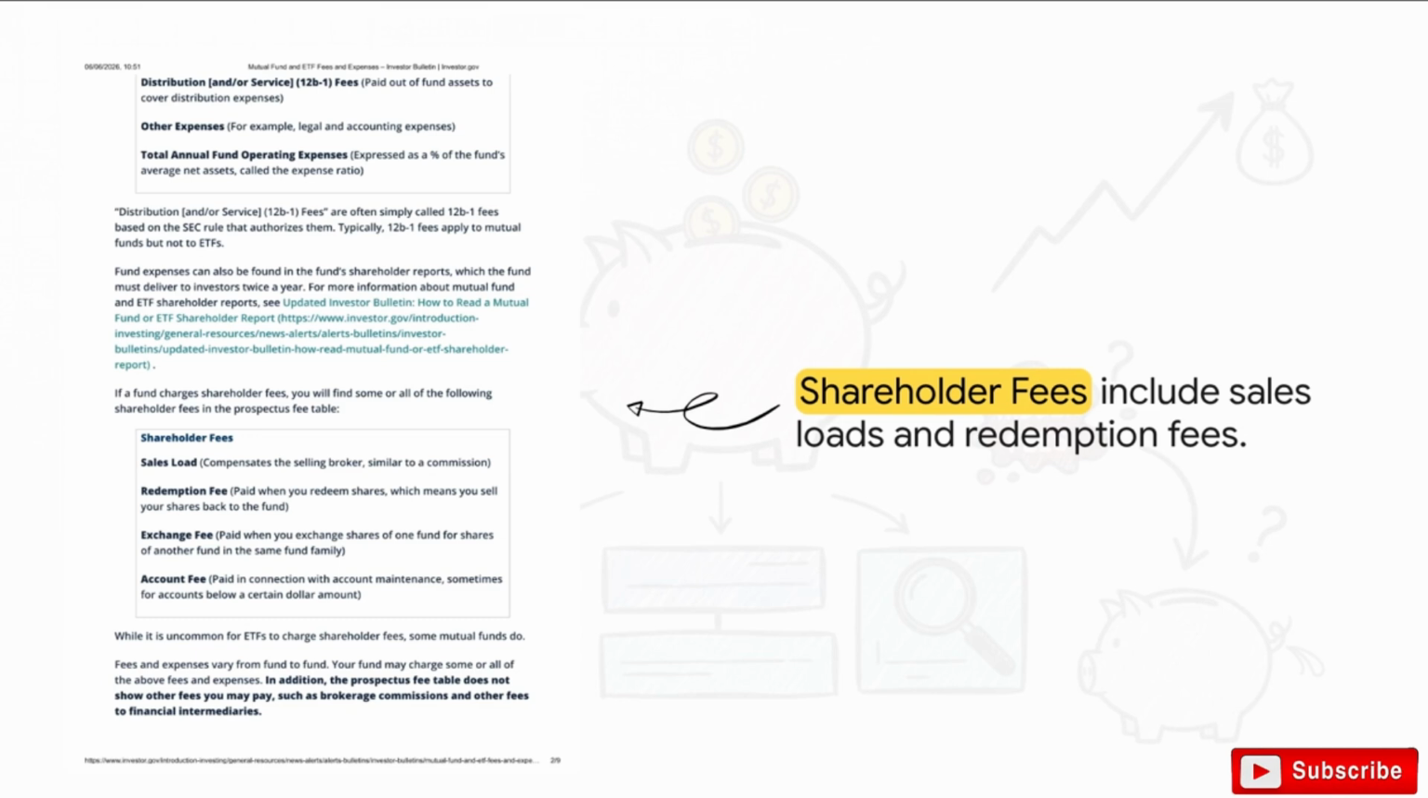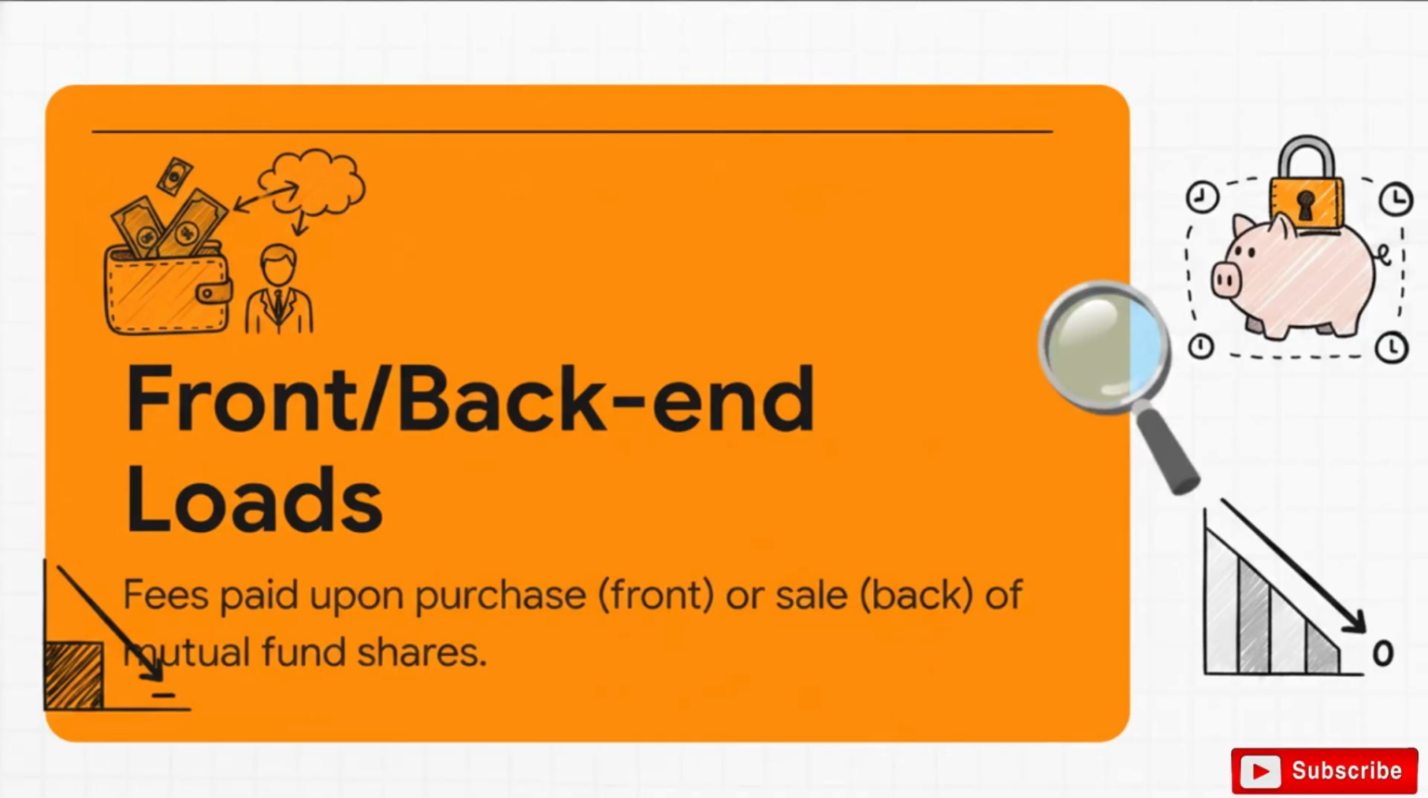This is essentially a massive commission that directly compensates the broker who sold you the fund. Below that, you might see a redemption fee, which is basically a penalty paid when you sell your shares back to the fund. These fees are a big deal because they directly eat into your starting capital or your final payout. Let's clarify how these loads are actually applied.